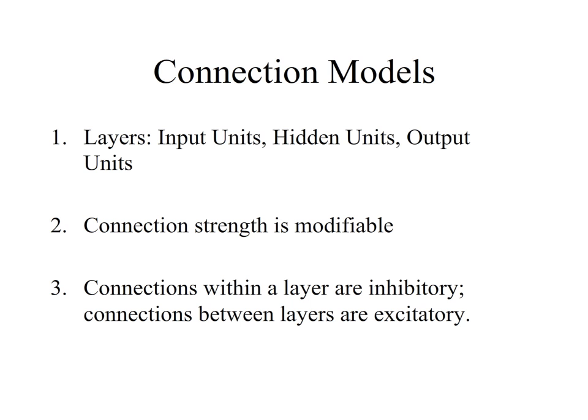Connectionist models are layered. We go from input units to hidden units to output units. The connection strength between those units is modifiable. Often the connections within a layer, so within the input layer for example, are inhibitory. Connections between layers are excitatory. So one layer will feed excitatory information to the next level.